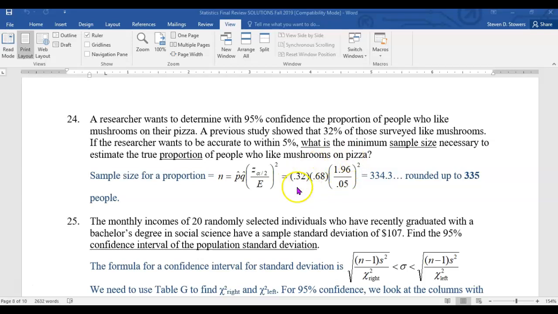So when you calculate this, 0.32 times 0.68 times 1.96 over 0.05 squared, you get 334 point something, and when you round that up to the next whole number, you get 335. So that means they need a sample with at least 335 people in it.